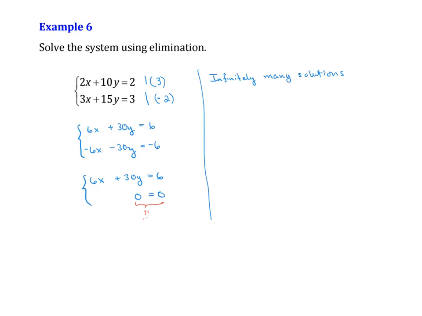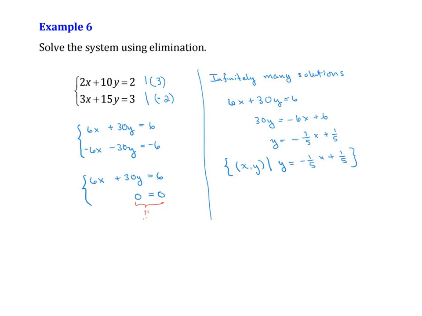So we know that 6x plus 30y equals 6 would mean that 30y equals negative 6x plus 6. So y would equal negative 1/5 x plus 1/5. And so what are the solutions? The solutions are any point x, y, where y equals negative 1/5 x plus 1/5.